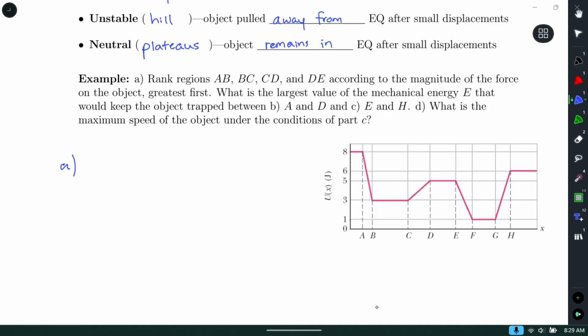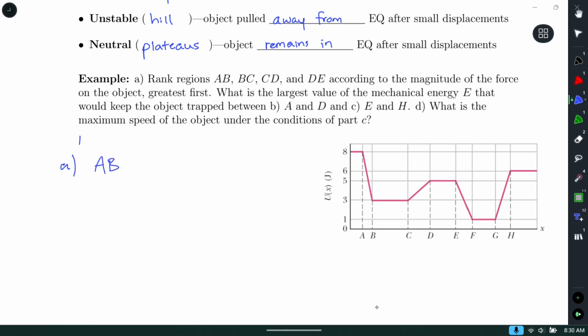Because the slope really feels like the greatest. It's really steep. It's a quick drop off. And if we come back to what we know about a hill, something is going to be pulled more and more down the hill the steeper the hill gets. The most extreme case being a vertical hill, free fall. So AB, I would say, is the largest force.